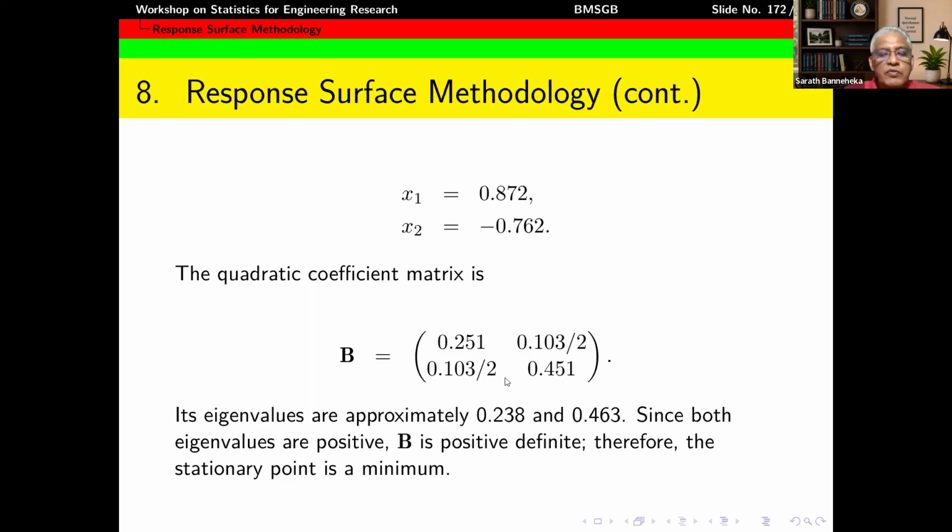If I calculate the eigenvalues of this matrix, they both are positive in this case. These are the eigenvalues of this matrix. Since both eigenvalues are positive, B is a positive definite matrix. So if B, that is the quadratic coefficient matrix, is a positive definite matrix, then that indicates that this stationary point is a minimum. Right. So therefore, we established that what we have here is actually a minimum. From the graphs also, it was already clear. But if you don't draw the graphs, for example, this is how you establish that it's a minimum.